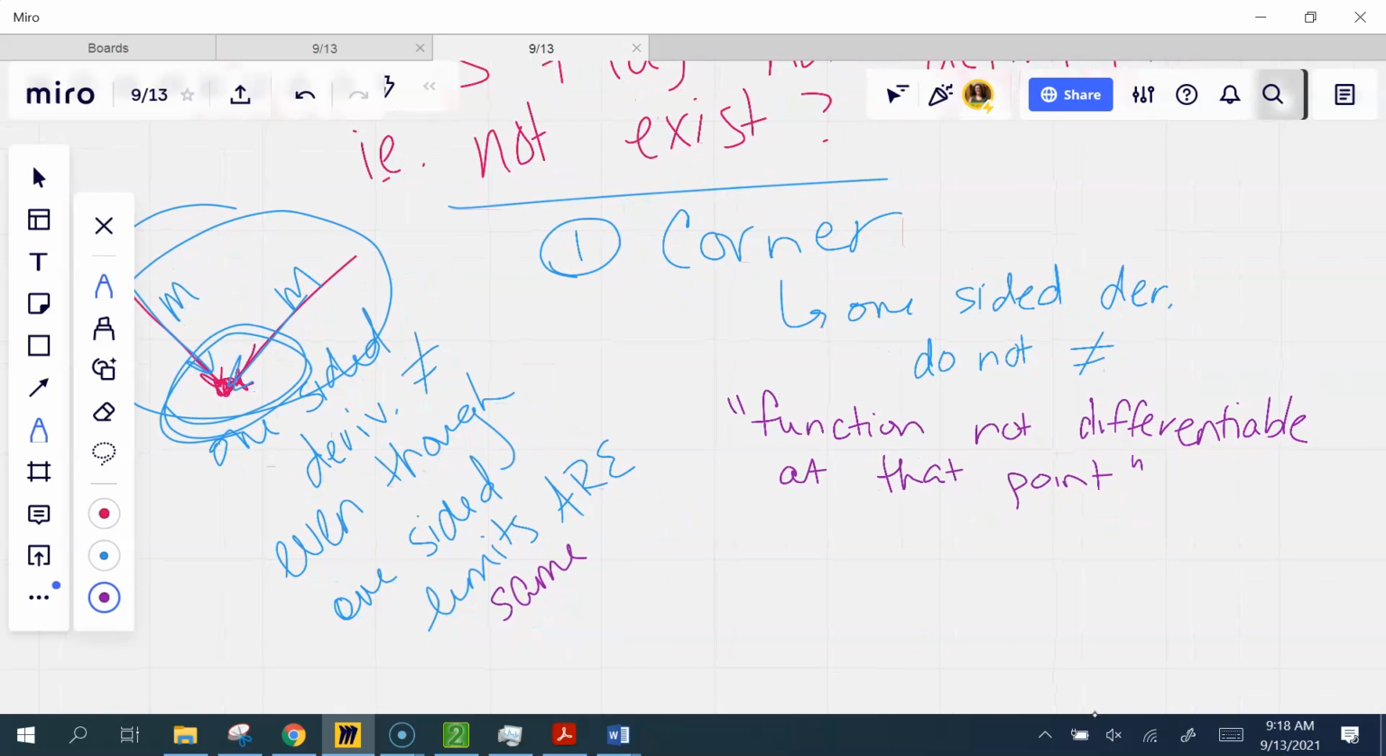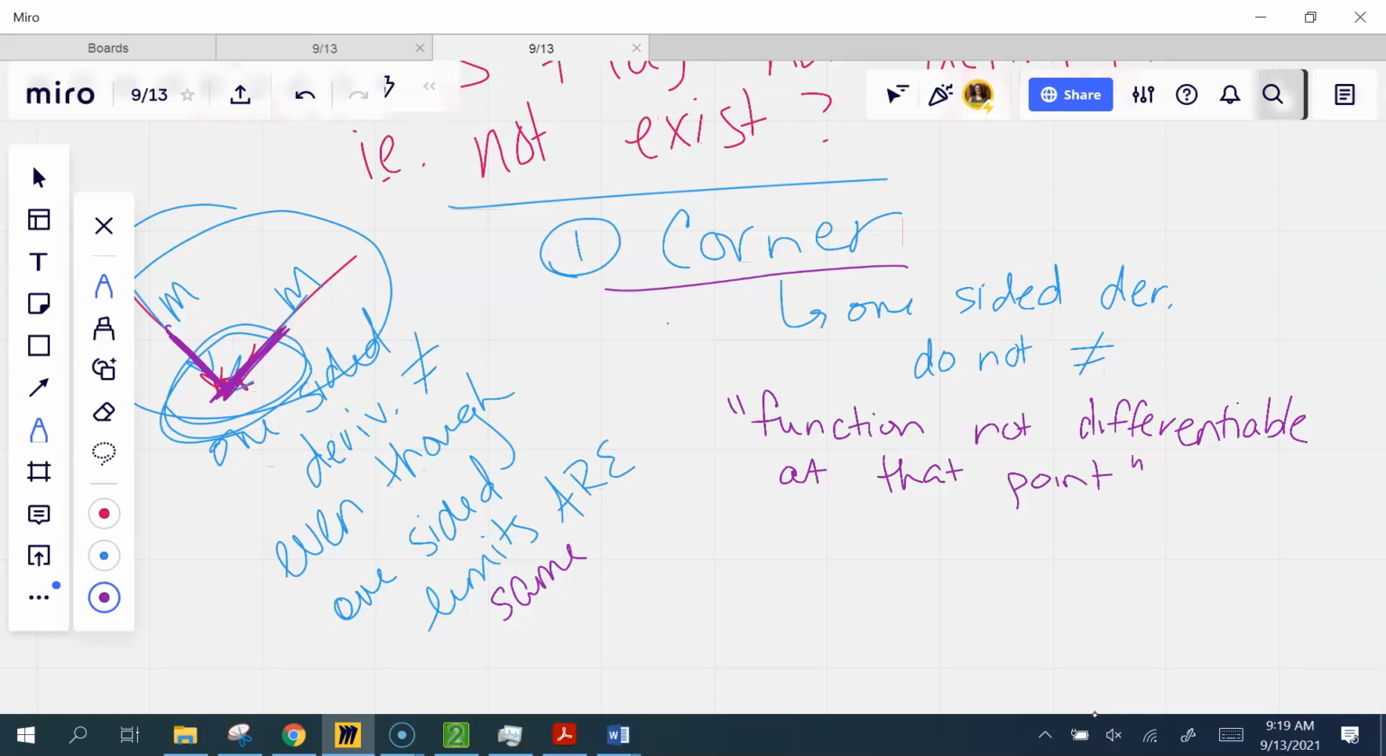So if we're on that graph, you could literally say, because this is a corner point there, it is not differentiable. That is acceptable. You don't have to show both. And the derivative here would be the slope of this line from the left and the slope of this line from the right. Yes, absolutely, because it's linear.